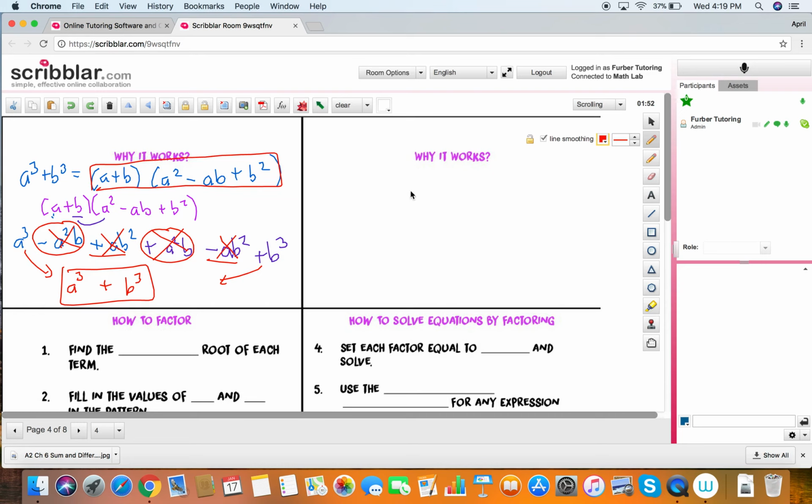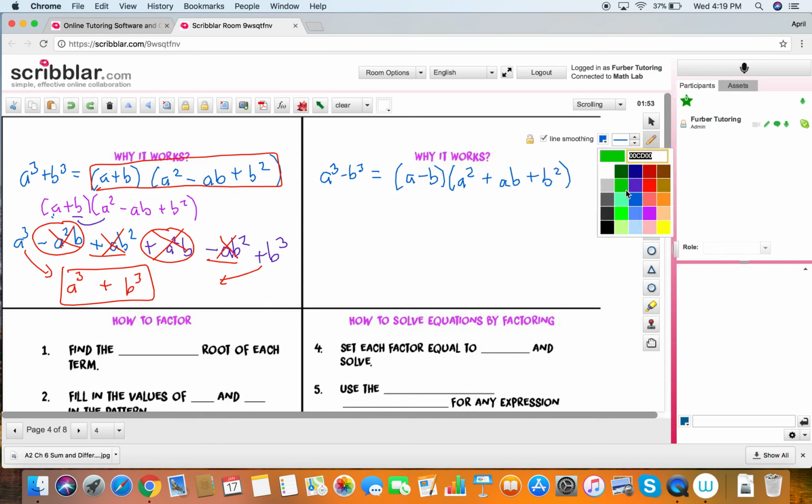Okay, so why does the difference of cubes work? Okay, well, let's do the same thing. Let's write it out again. The difference of cubes looks like this, and the pattern is a little different because this one's a minus, and then everything in the second trinomial is a plus. So let's multiply it out and let's see that it works. Okay, so if I were to multiply this times this, let's see what we get.